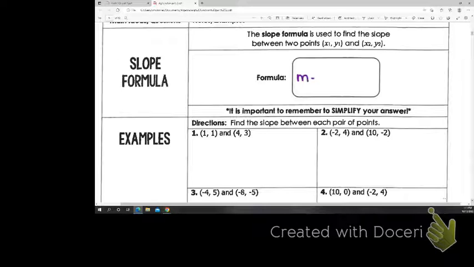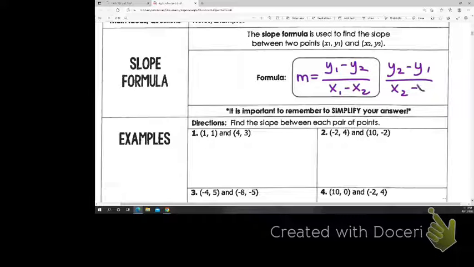So slope is equal to, and then this is where you might see this written differently. It is non-negotiable that the y's are on top and the x's are on the bottom. And then whichever point you take first on the top, its partner must go first on the bottom. So this also works. Same thing.